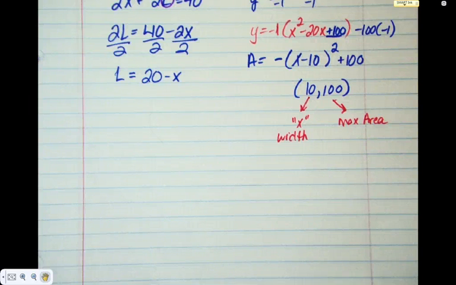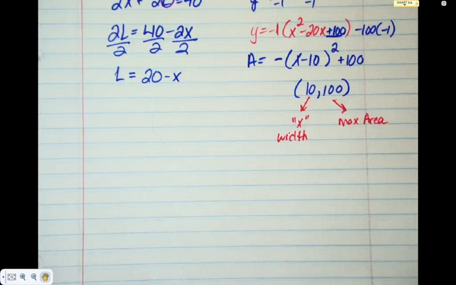And now it just depends on the question you're answering. Sometimes the question will say, what is the maximum area? Sometimes it'll say, what are the dimensions? Sometimes it'll say both. So depending on what the question asks is how we're going to answer. What did this particular question want to know? What are the dimensions that will yield the maximum area? It actually didn't ask for the area, it wants the dimensions. So we need to give a length and we need to give a width.